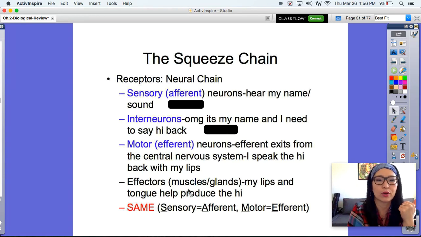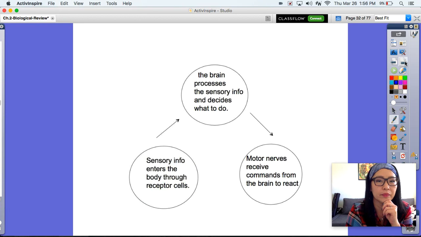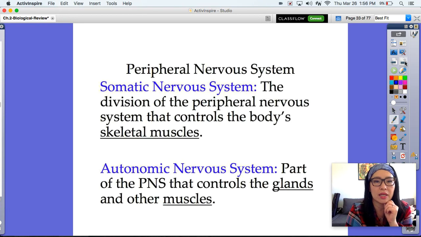And so the acronym for that is going to be SAME. So sensory is afferent, motor is efferent. If you remember that, then you can remember the fancy names for the different neurons. So sensory is afferent, motor is efferent. So SAME. Okay. Alrighty, so then again, the somatic nervous system is going to be your skeletal voluntary movements.